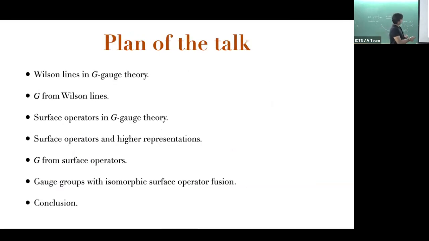So this is the plan. We start with Wilson lines in a gauge theory, describe some properties of Wilson lines, and talk about what we mean by getting G from Wilson lines. Then I will talk about certain surface operators in a gauge theory, and then talk about the relationship between surface operators and certain representations called higher representations. And then I will describe what I mean by getting G from surface operators. And then we will also describe gauge groups which actually have isomorphic surface operator fusion. So this will be an interesting example, and then I will conclude. So this is the plan.